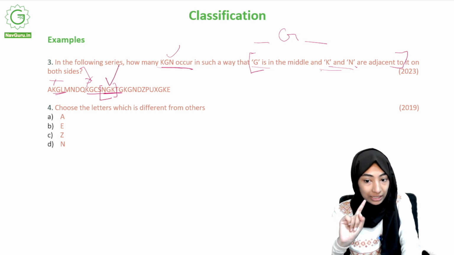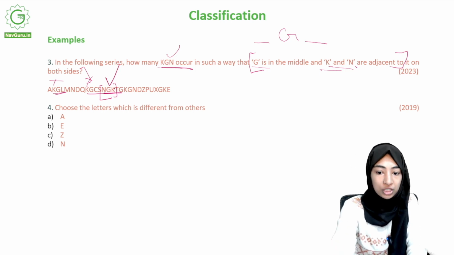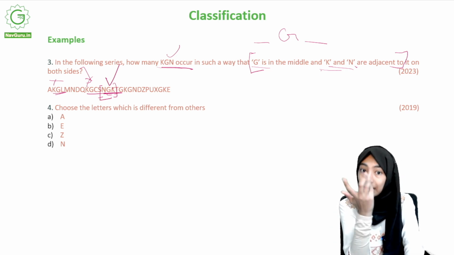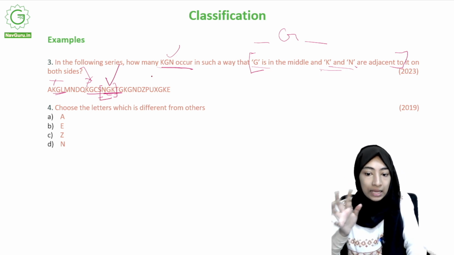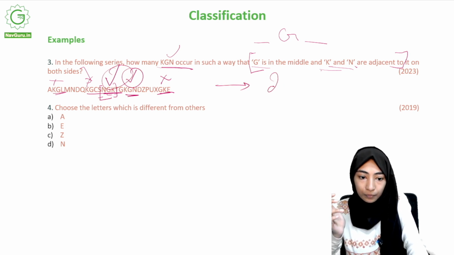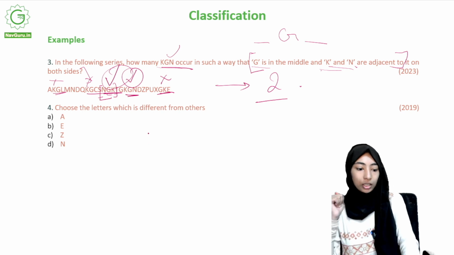So ngk does work because, look, g is in the middle, k and n are adjacent on both sides. So why should ngk not work? ngk can work and it will work. Okay, so this works. And then you have a kgn here. This works. And what else? There's nothing else, right? So it's a gke. This does not work. So here you have 2. So here the answer is 2. Okay, going on, moving on.